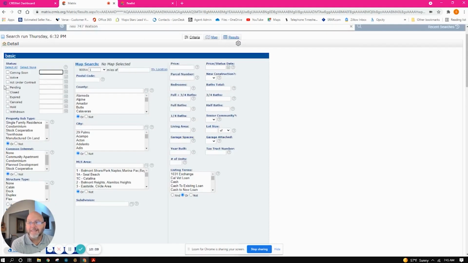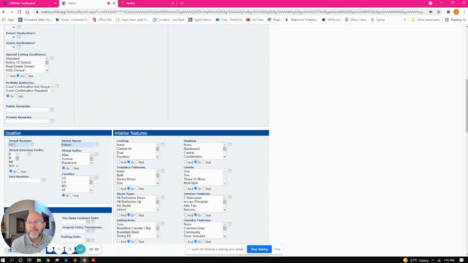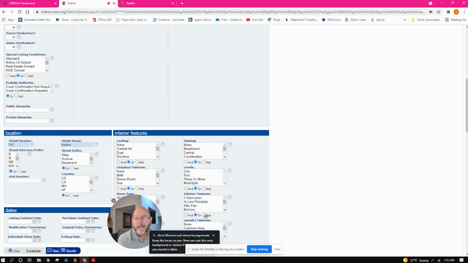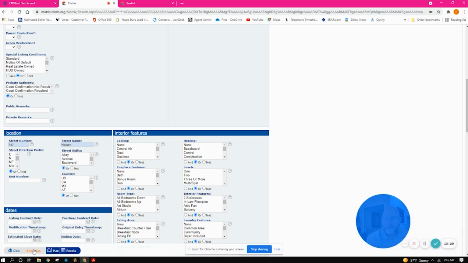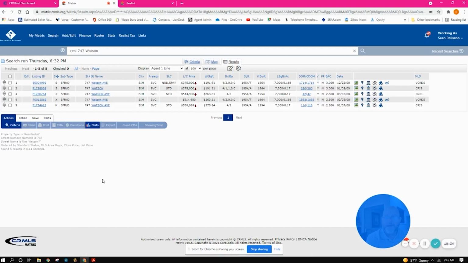So I go into my MLS system. I don't mark any statuses here. Here you can see coming soon, active, pending is active under contract, and pending, those are both pending statuses, and closed. I come down here and I put in the address, and I put in the street, and I got results. Now let me see here if I can actually move this over here. And I'm going to go to results.